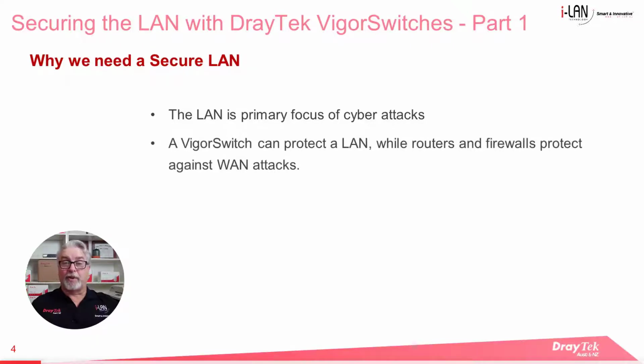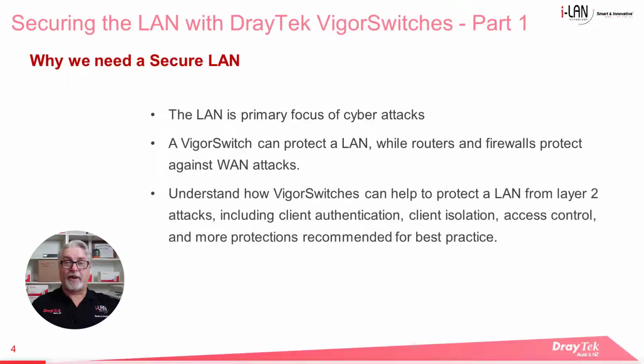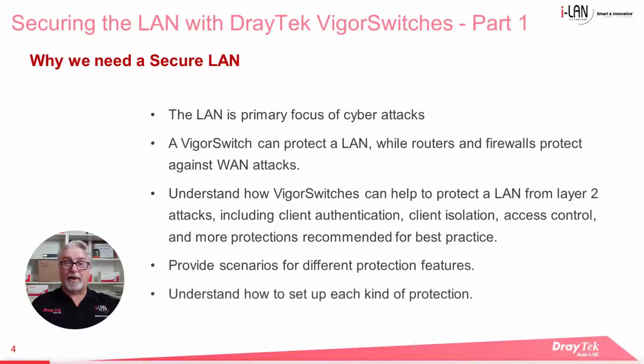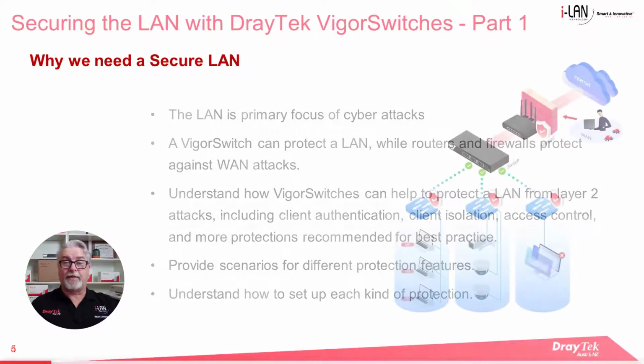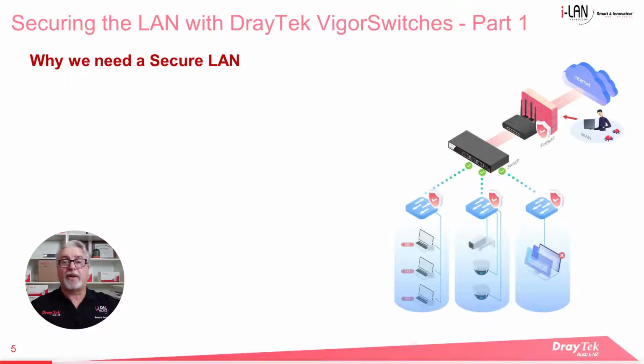Routers and firewalls are good at stopping attacks from the internet, but not so good at blocking attacks that come from inside the LAN. So the solution here is to use a Draitec Vigor switch to protect devices connected to the LAN. The Layer 2 features in Vigor switches can protect from attacks by utilizing features such as client authentication, client isolation, access control, and more. I'll go into more detail later as well as go through some of the different scenarios which will hopefully explain the advantages. Here we have an illustration of those factors.